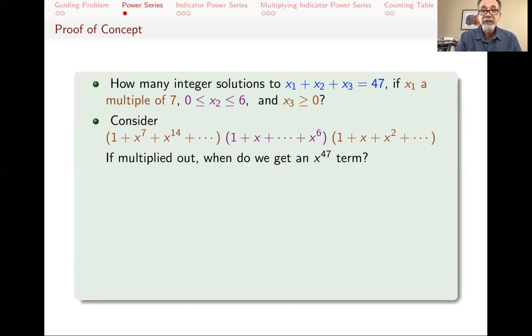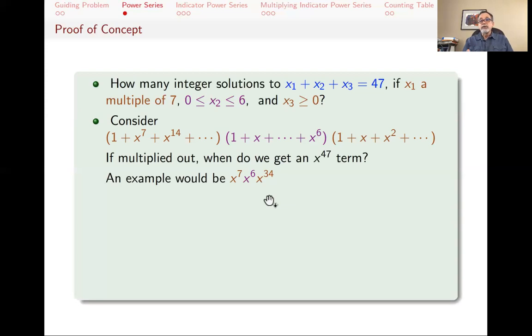Will there be an x^47 term? And if so, what will be the coefficient? When do you get an x^47 term? Whenever you multiply this out, you have to take one term from the first parentheses, one term from the second parentheses, one term from the third parentheses, and multiply them. For example, you might get x^47 if you pick x^7 from the first one, x^6 from the second one, and x^34 from the last one, because the exponents add up to 47.